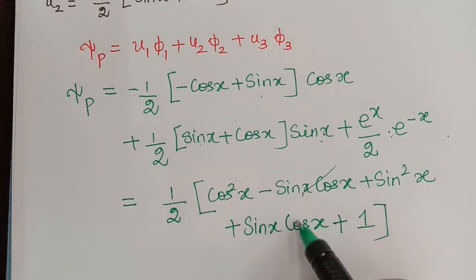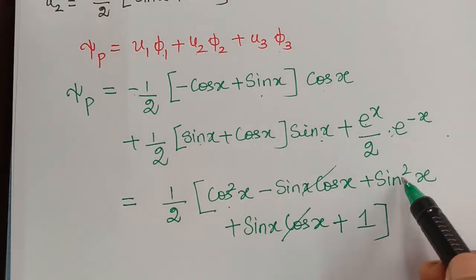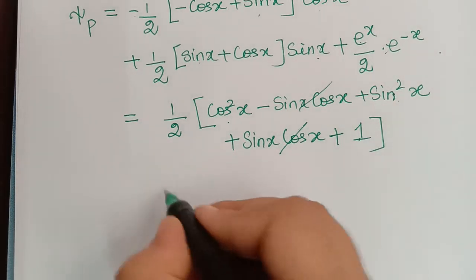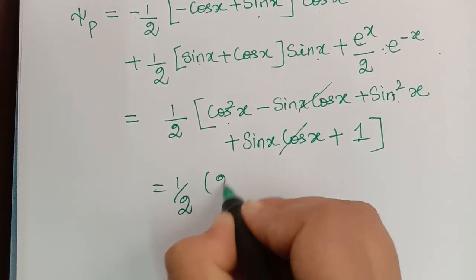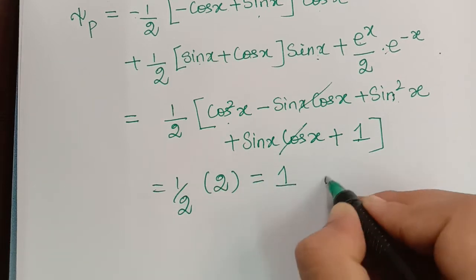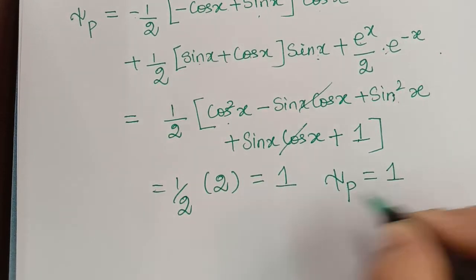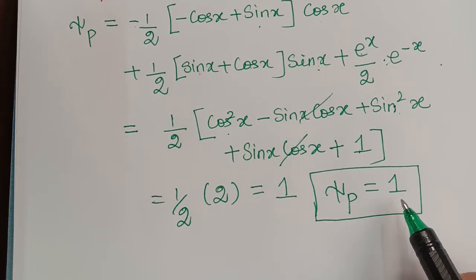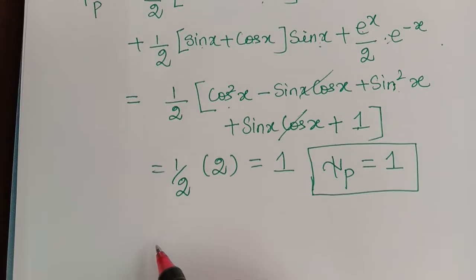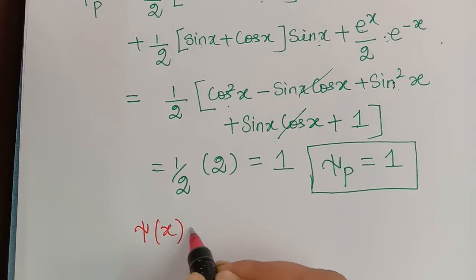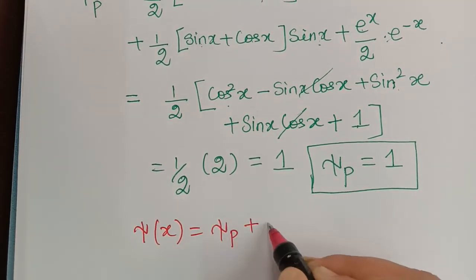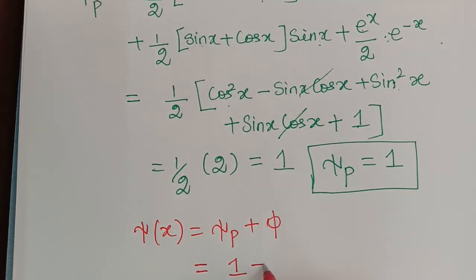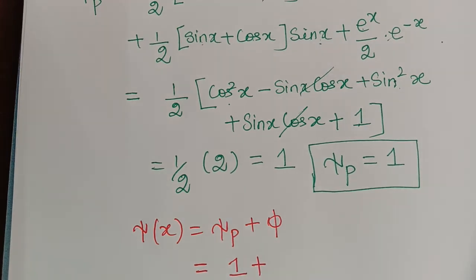Now if we see these two terms get cancelled, cos squared x plus sin squared x is 1 and 1 plus 1 is 2. So that will be equal to 1 by 2 multiplied by 2, which is equal to 1. Therefore xi p is equal to 1. The particular solution xi p is equal to 1. So now we can write the most general solution xi. The most general solution xi of x is equal to xi p plus phi. So when we substitute that, it will be equal to xi p is 1 plus phi we have already evaluated, which is this.